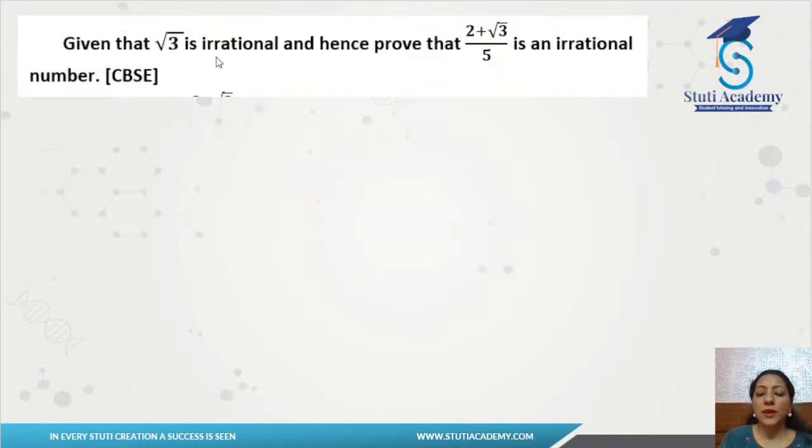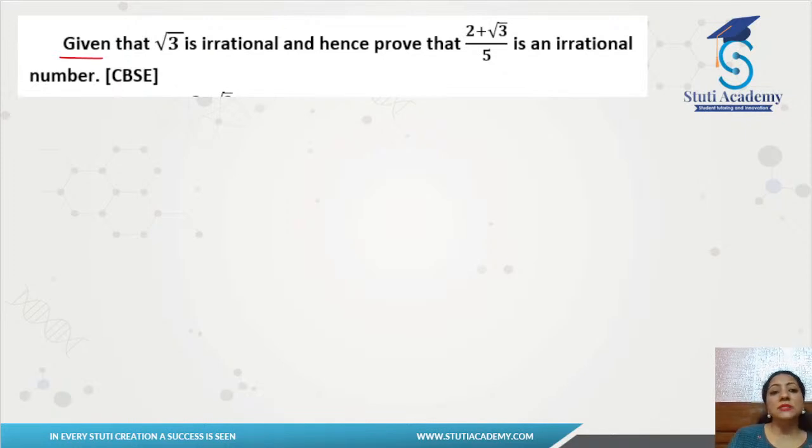Given that square root of 3 is irrational, hence prove that (2 plus root 3) upon 5 is an irrational number. Children, please notice in this question, this is one of the questions of CBSE. It's given that square root of 3 is irrational. So in this question, it is already given to you that square root of 3 is irrational, and you have to prove that (2 plus root 3) upon 5 is irrational.